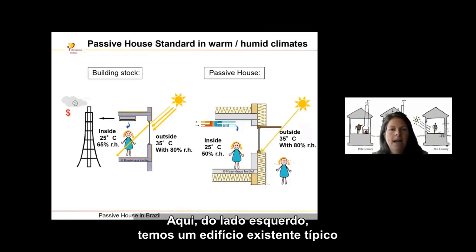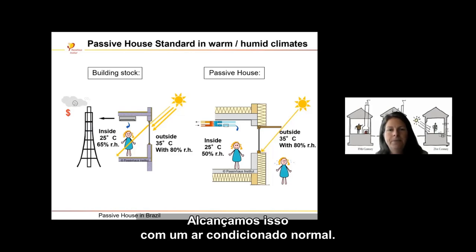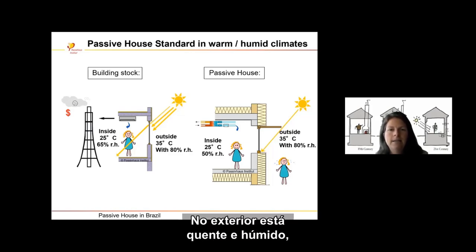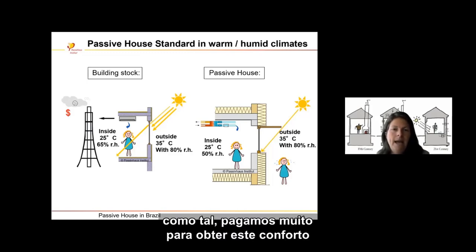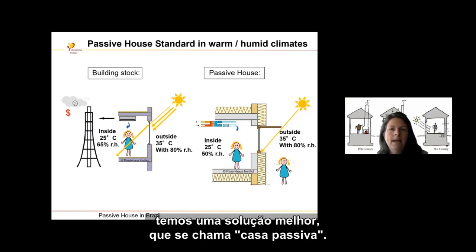Here on the left side, we have a typical existing building in such a warm and humid climate. Inside, we have 25 degrees and 65% relative humidity, and we achieve that with standard air conditioning. Outside it's hot and humid, but we spend a lot of energy. So we pay a lot to achieve this comfort, and it's harmful for our climate. To combat climate change, we have a better solution, and this solution is called Passivhaus.